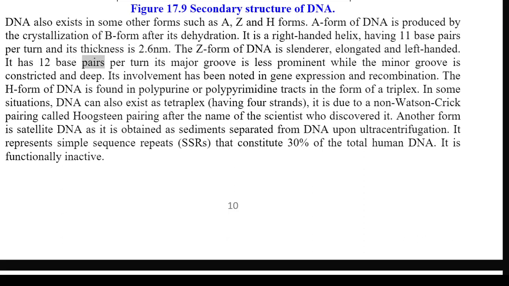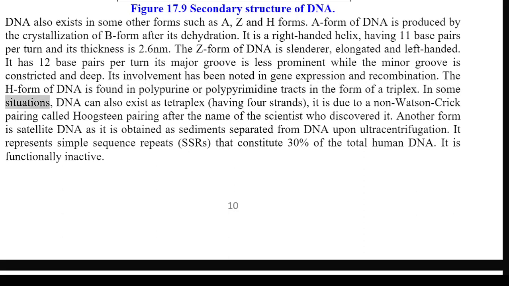It has 12 base pairs per turn. Its major groove is less prominent while the minor groove is constricted and deep. Its involvement has been noted in gene expression and recombination. The H form of DNA is found in polypurine or polypyrimidine tracks in the form of a triplex.